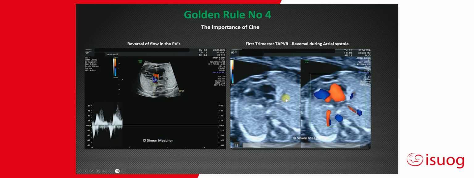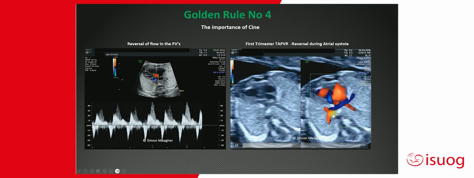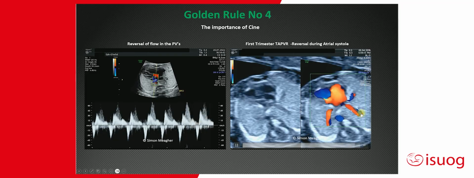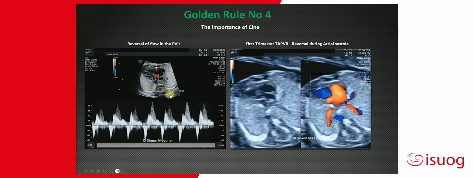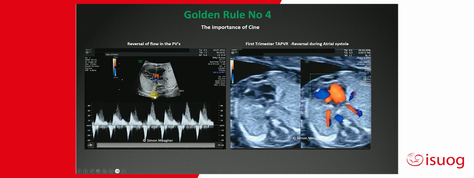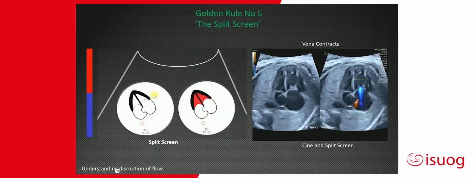Similarly, in a first trimester heart, you can see a common venous channel, all 4 veins, but there's bidirectional flow in a fetus with a restrictive foramen ovale and a hypoplastic left heart. So one in the first trimester and here one in the third trimester. So important is the use of cine loop in cardiac imaging.